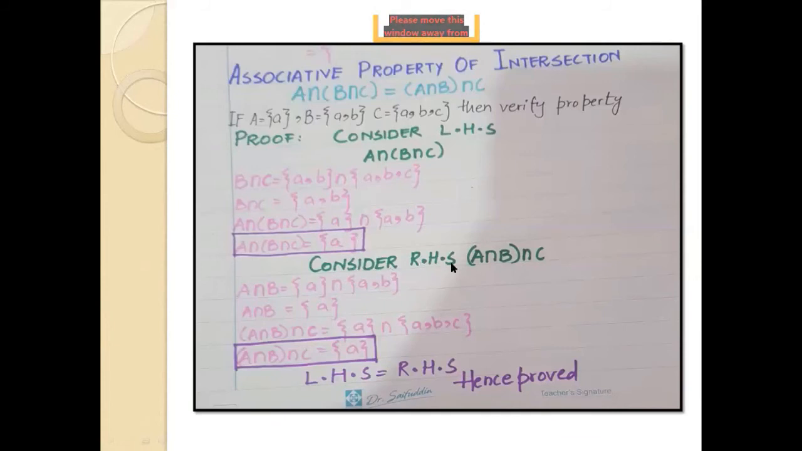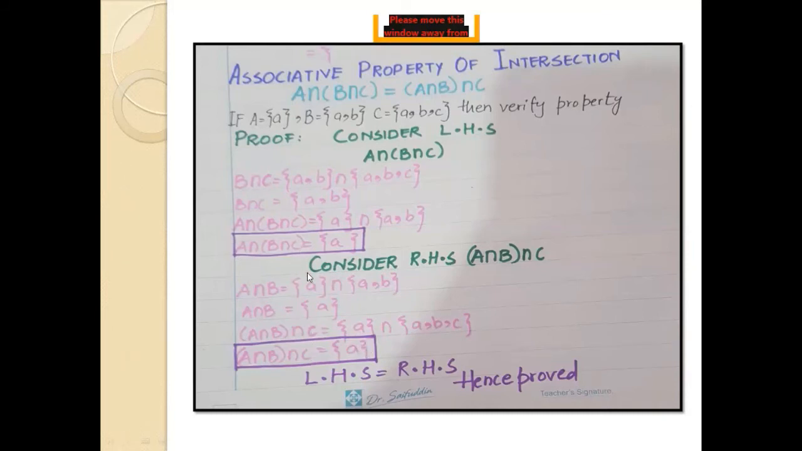Now consider the right hand side. The right hand side is (A intersection B) intersection C. Again we will solve the bracket first, that is A intersection B. Set A contains element A, intersection set B contains elements A, B. Intersection means common element, so here the common element is again A. Now A intersection B, which we have solved above, gives the answer A, then the sign of intersection, then set C. Set C contains elements A, B, C. In these two sets, which element is common? Only A is common. So this is for the right hand side.